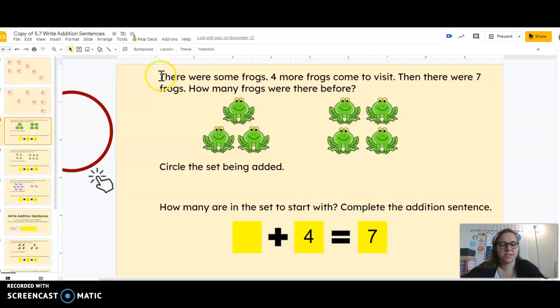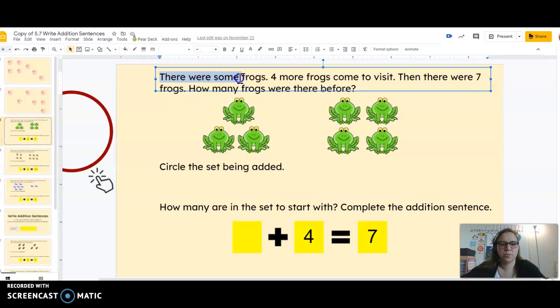This problem says, there were some frogs. 4 more frogs come to visit. Then there were 7 frogs. How many frogs were there before? So I have to think about what the words are telling me.